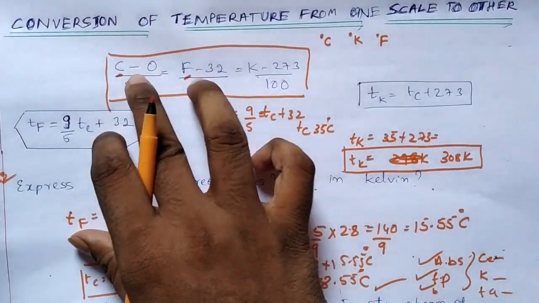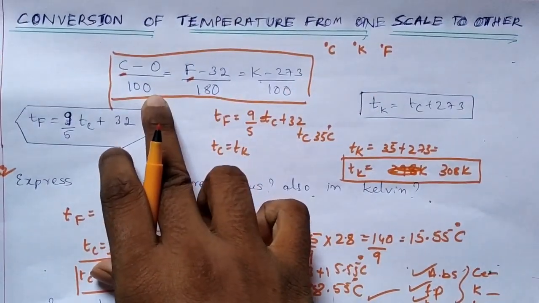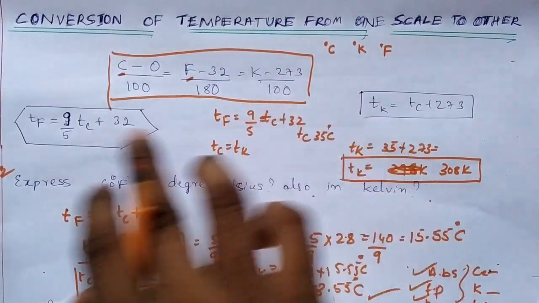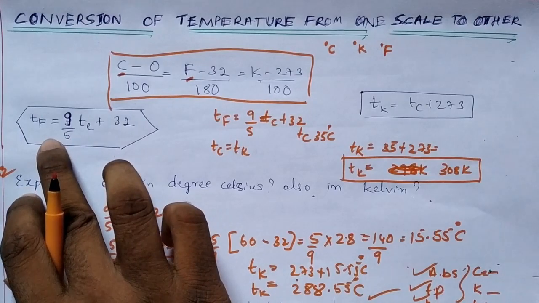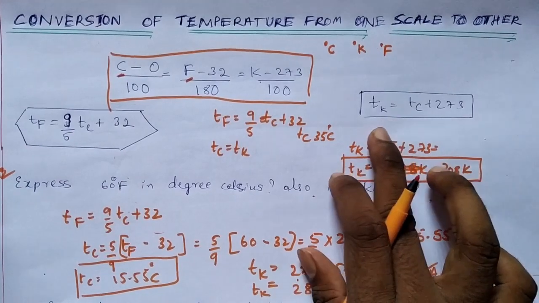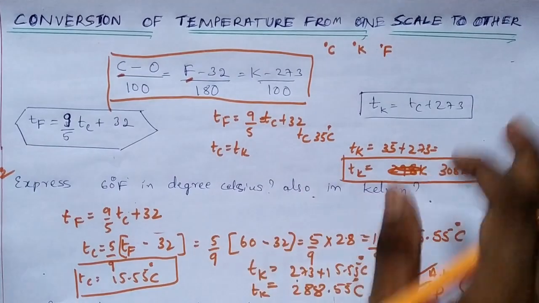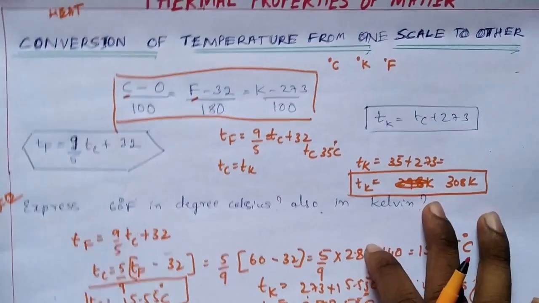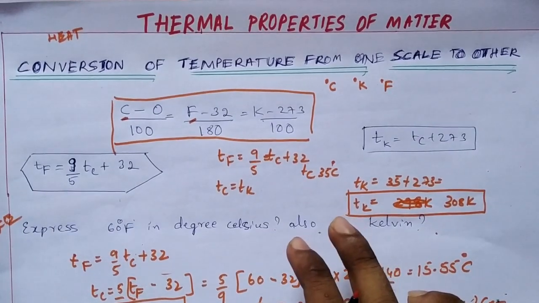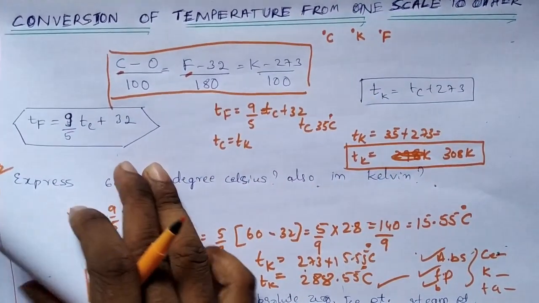Okay, so to convert one scale to another scale in thermal properties of matter, we have this formula: (C minus 0) by 100 is equal to (F minus 32) by 180 is equal to (K minus 273) by 100. To convert TC into TF, we have this formula: TF is equal to 9 by 5 TC plus 32. To convert Celsius to Kelvin, we have TK is equal to TC plus 273. Please take a screenshot or pause the video. You will get the idea and learn it better with the NCERT textbook and some other NCERT, JEE, NEET textbooks and also KCET textbooks. Or pause the video or just take the screenshot. You will get a better understanding.